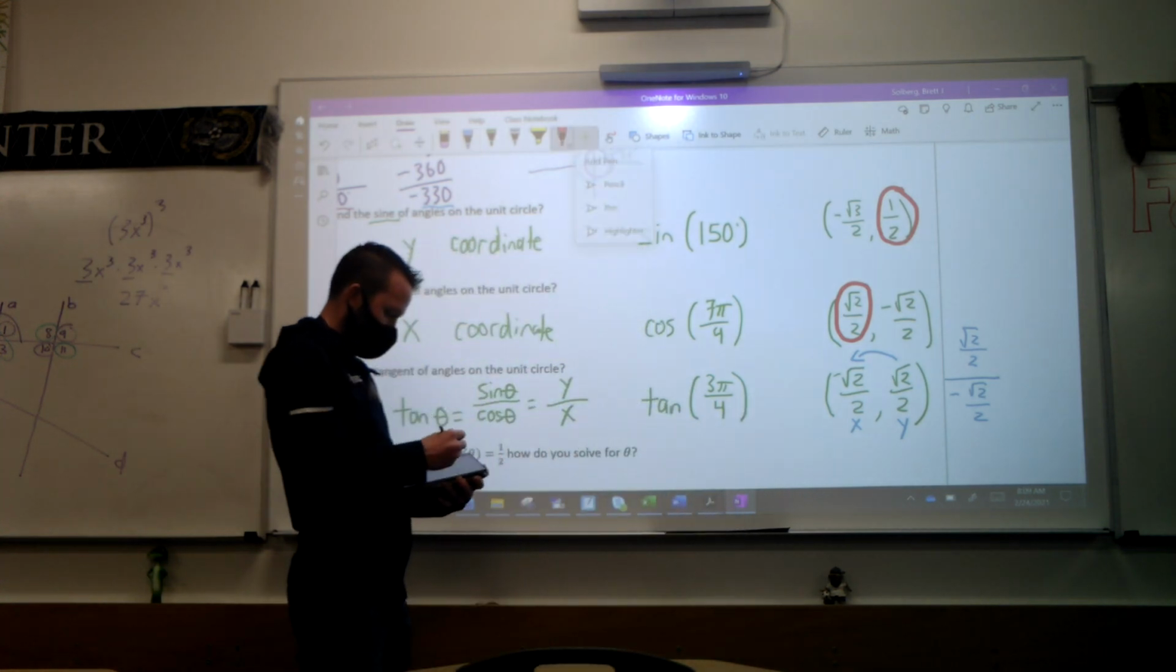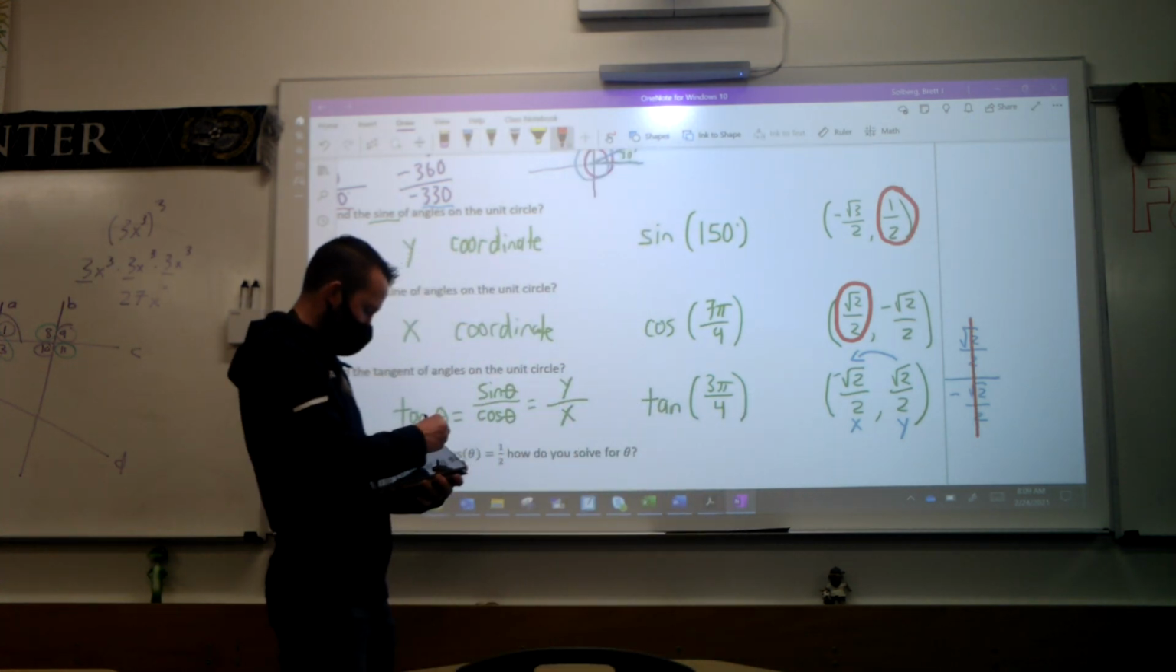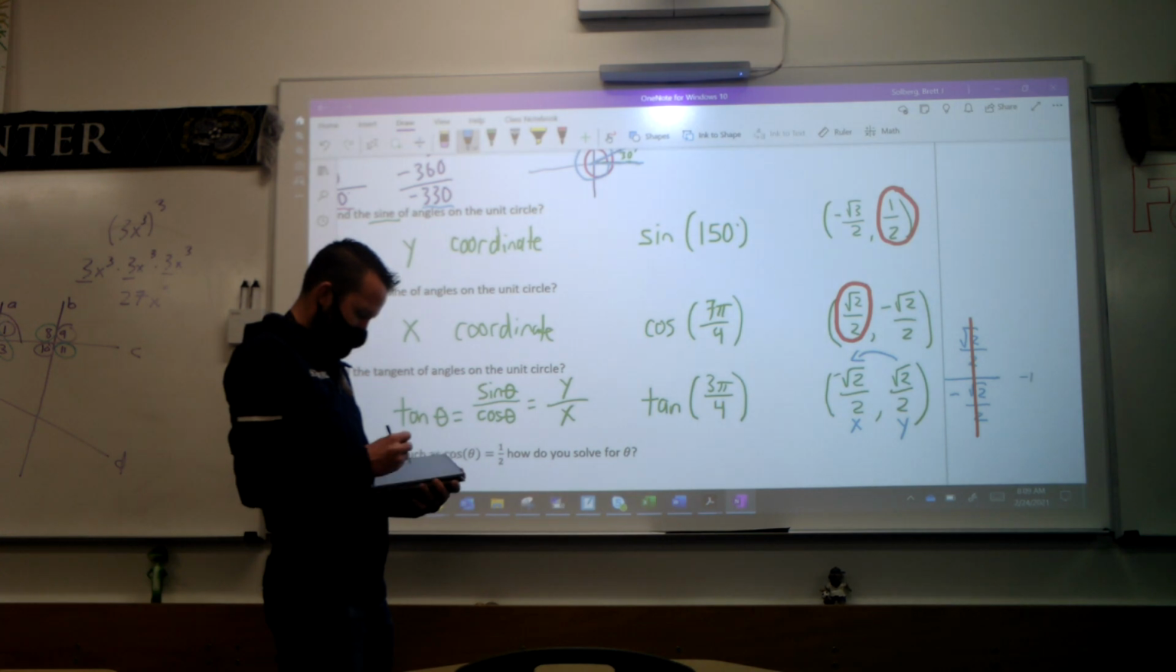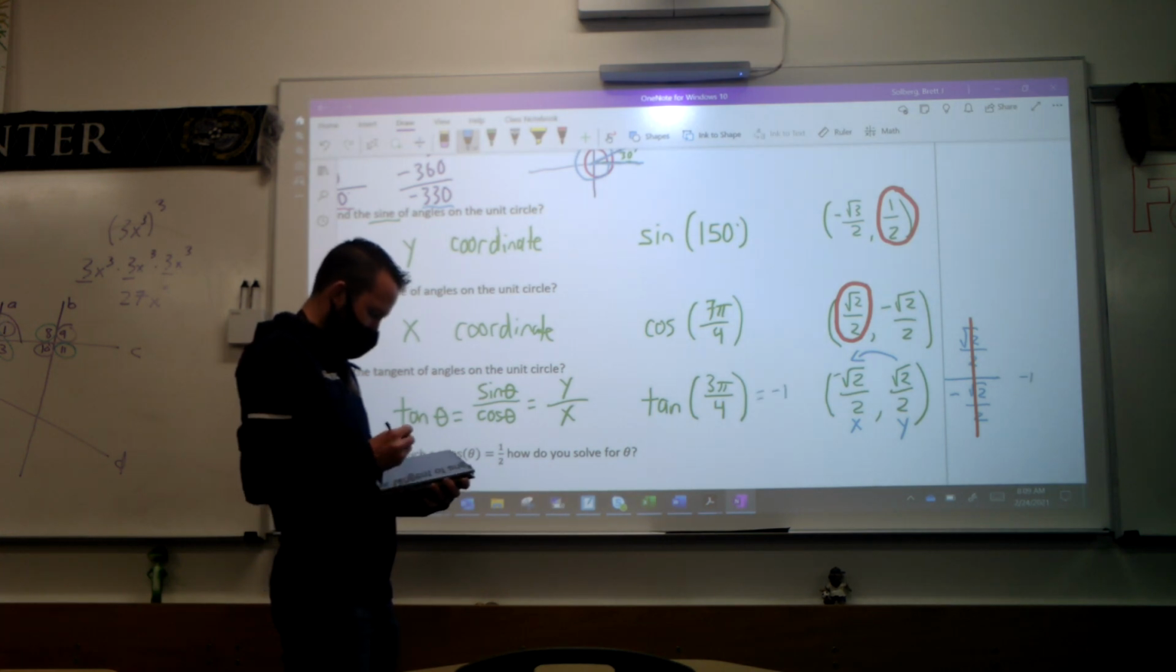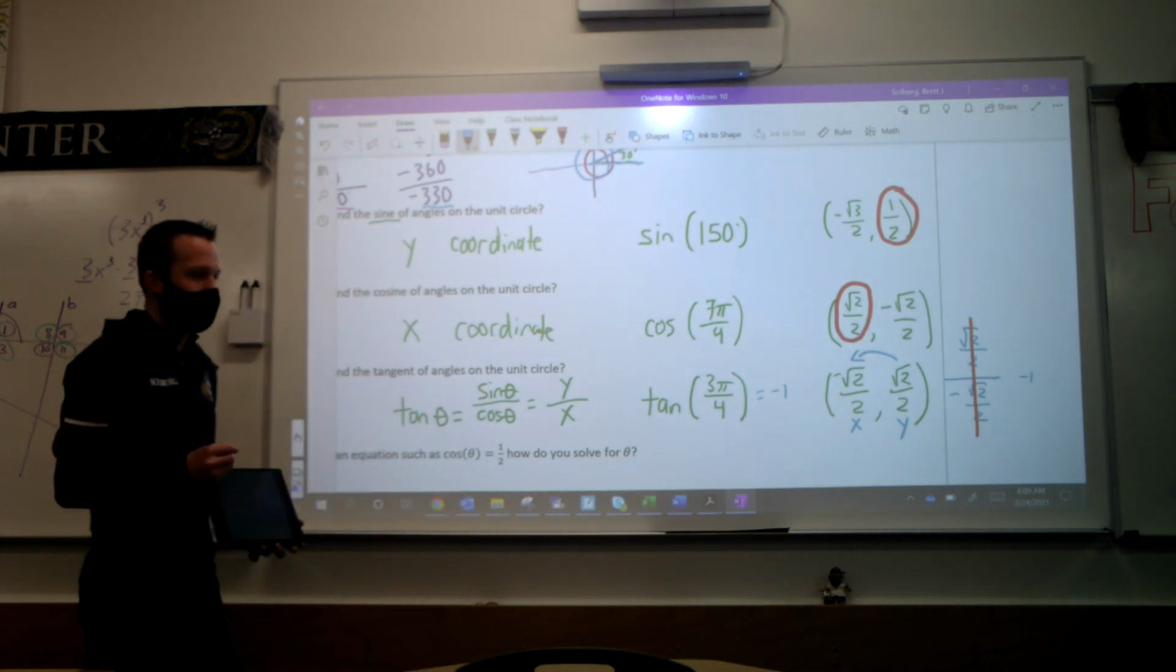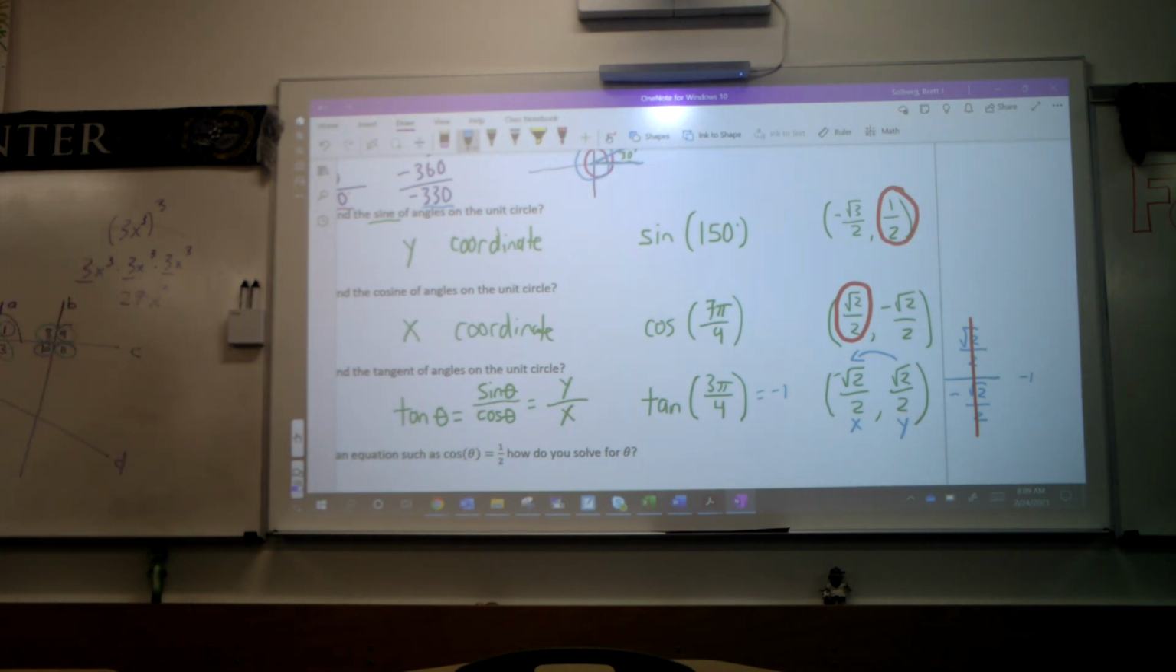So this, I'm going to just cross out the square root of 2 over 2. This just turns into negative 1. So the tangent of negative 3 pi fourths is negative 1. So you're dividing the y by the x. We're all remembering that? Awesome. We're so close, guys. You're doing great.